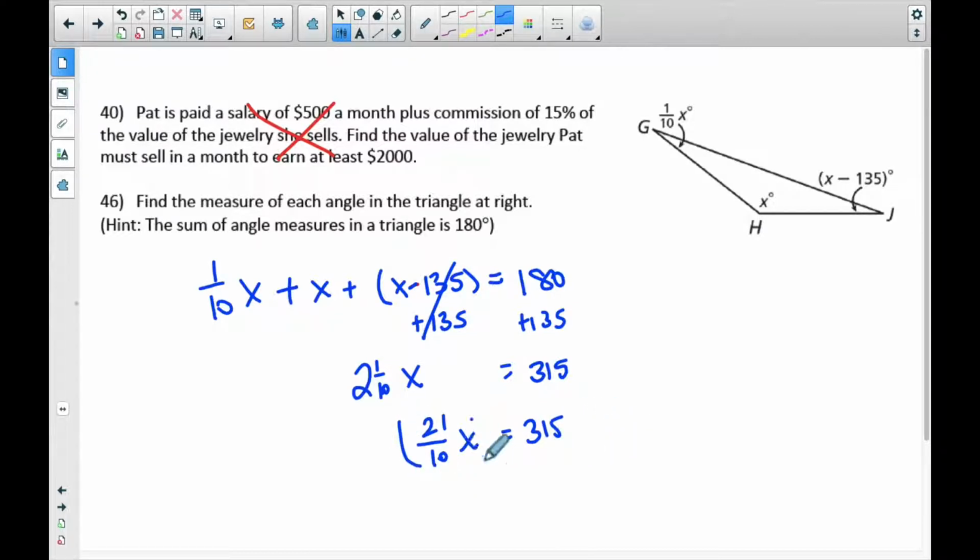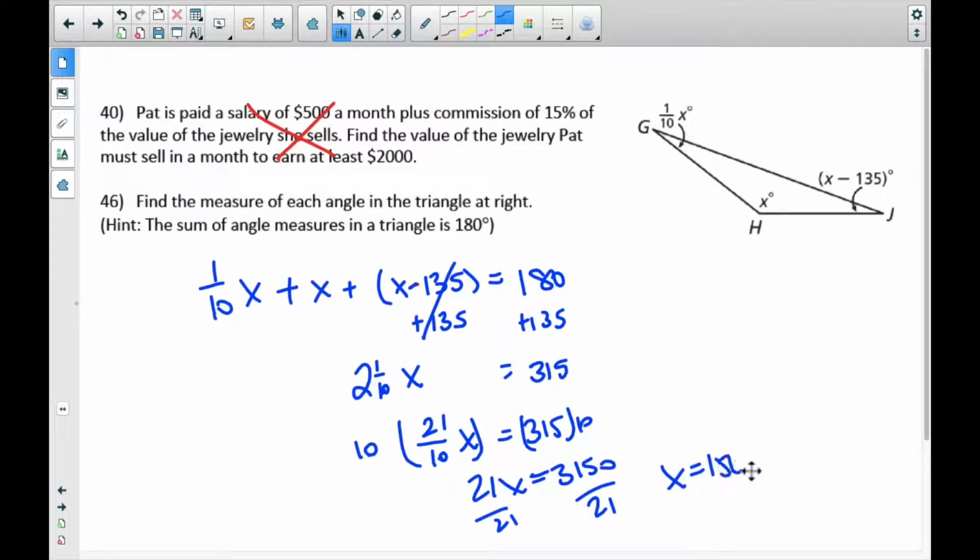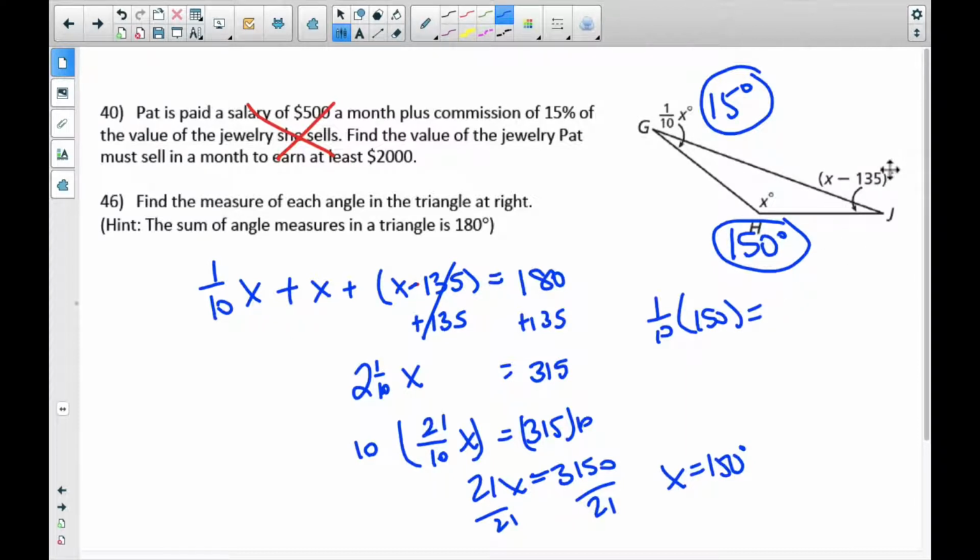Now if I multiply both sides by the denominator, I get 21x is equal to 3,150, and then I need to divide that by 21, and so that gives me x is 150. So this angle is 150 degrees. 1/10 of that is 15 degrees, and 150 minus 135 is also 15 degrees. The last thing we might want to do to check our answer is, do those add up to 180? And yes, they do. So those are the 3 answers here.